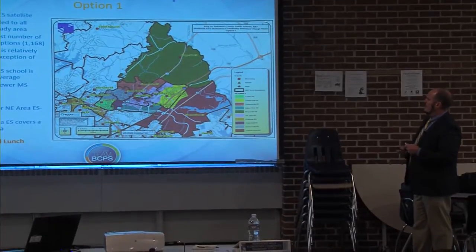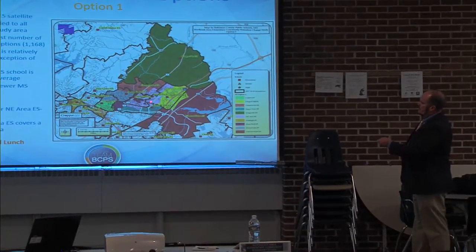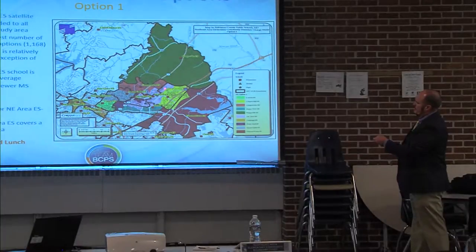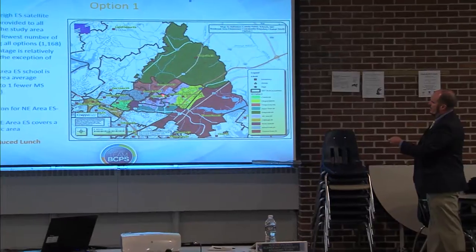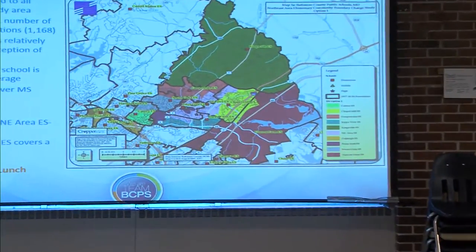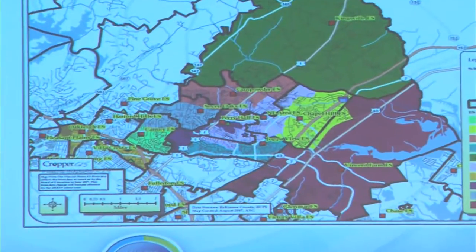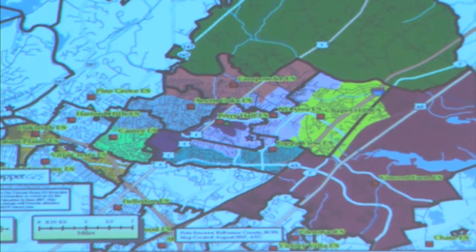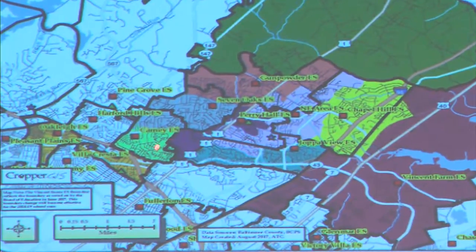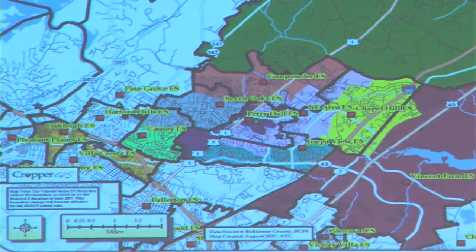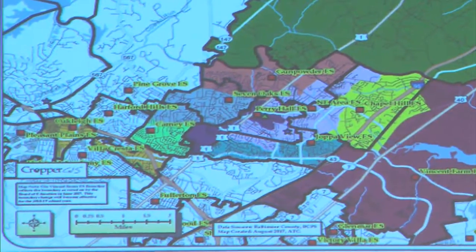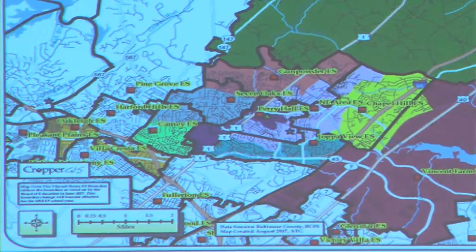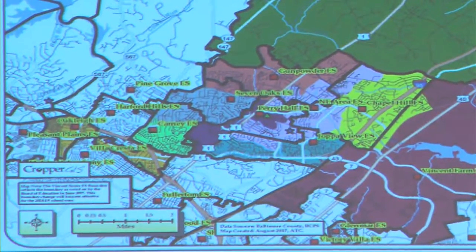So for option one, you could see that in every map, the new Northeast Area Elementary has a pink zone, and it comes here and it kind of wraps around the walking area of Perry Hall here. Some of the advantages of option one is that it eliminates the Oakley Elementary satellite, so that satellite gets picked up into Kearney in this particular option. There's capacity relief provided to all schools in the study area, so they do get relief. Although they're not fully relieved, they still get relief.